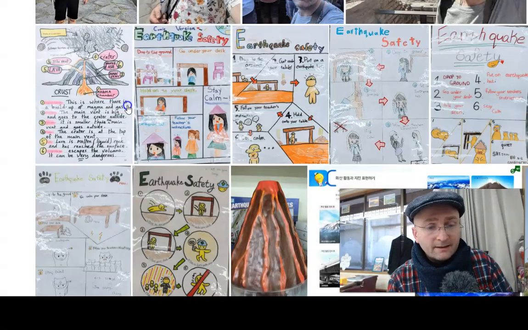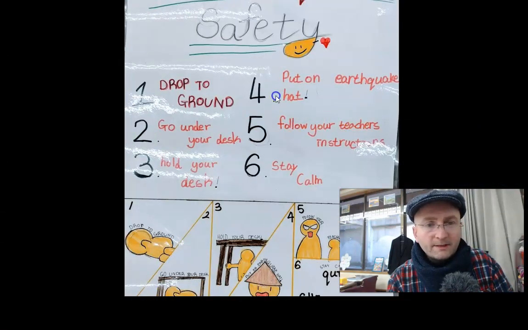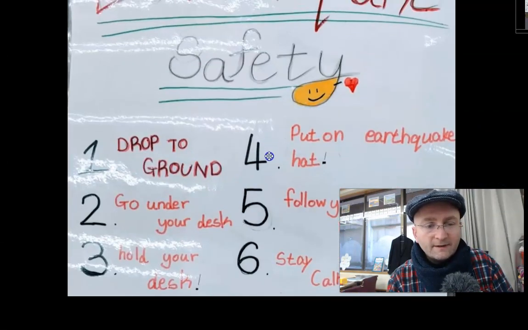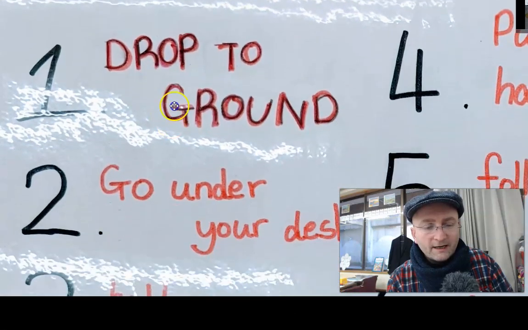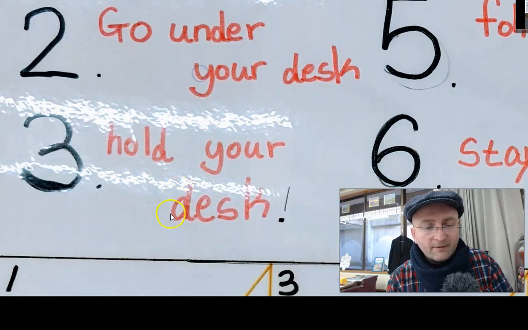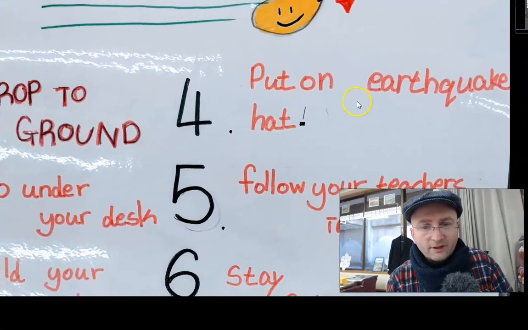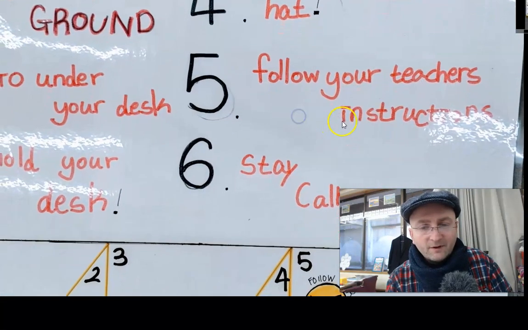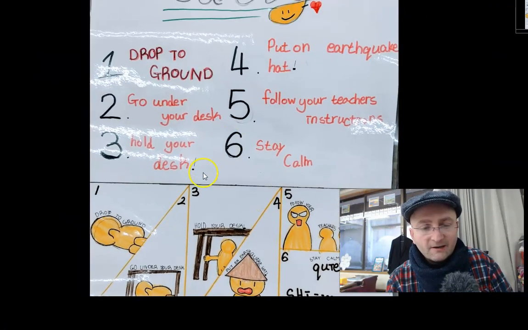Let's take a look at another poster. These are all fantastic. Here, this poster, school earthquake safety, they've put the steps nice and clear. Step one, drop to the ground. Step two, go under your desk. Step three, hold your desk. Step four, put on an earthquake hat. Step five, follow your teacher's instructions. And step six, stay calm.